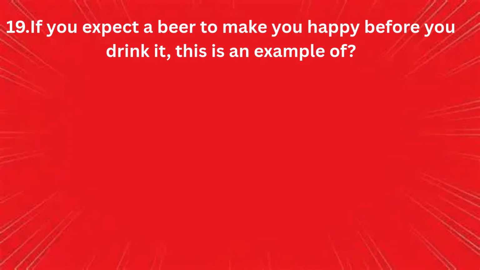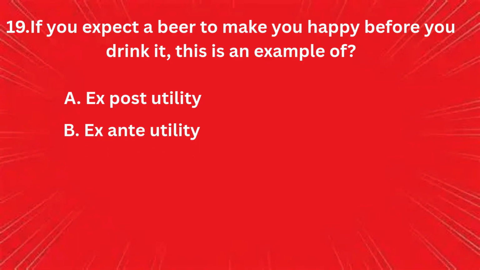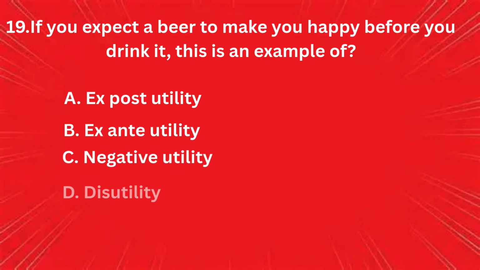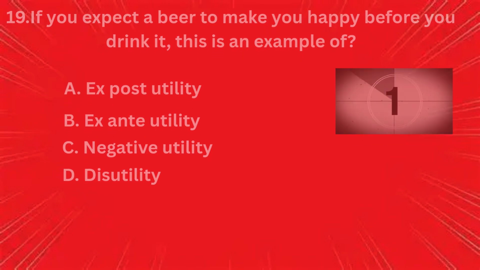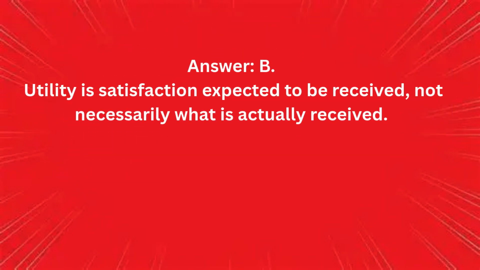19. If you expect a beer to make you happy before you drink it, this is an example of A. Ex post utility. B. Ex ante utility. C. Negative utility. D. Disutility. Answer. B. Utility is satisfaction expected to be received, not necessarily what is actually received.